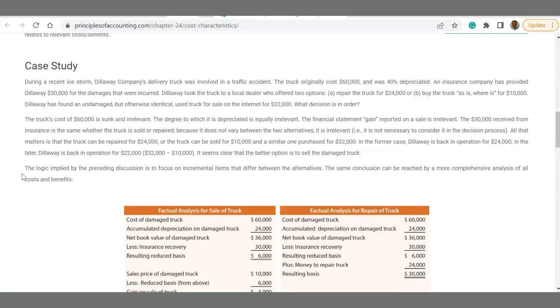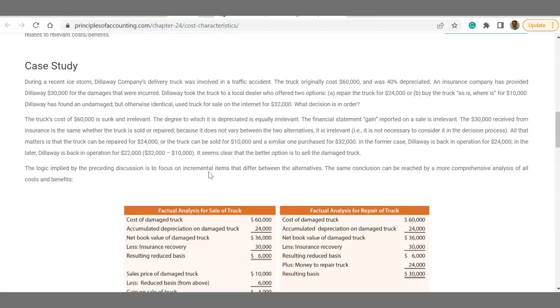So you just look at the moving part instead of things that are going to happen no matter what. So the logic implied by the preceding decision is to focus on incremental items. Incremental items, those are the moving ones that I'm referring to. Things that are moving and changing based on what you do. There are some things that are not going to change no matter what.